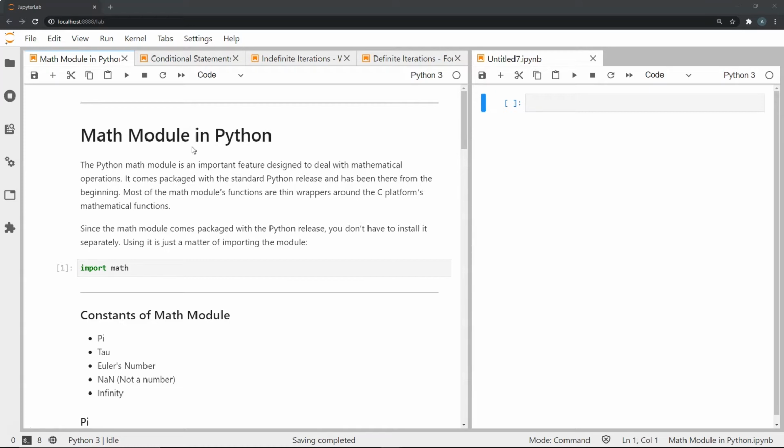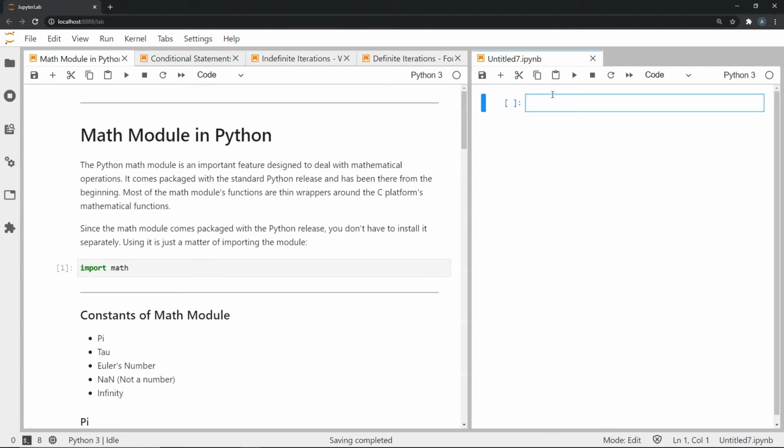The Python math module is an important library designed to deal with mathematical operations. This math module is part of the basic Python installation, so you don't have to install it separately. To use it, all you have to do is import the module, and this is how you would do it. You just do import math, and this will import your math module for you to use.